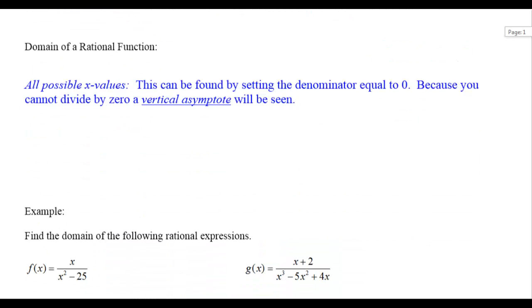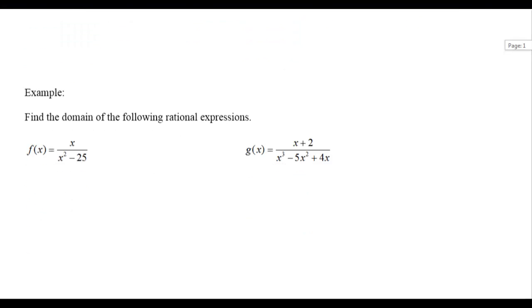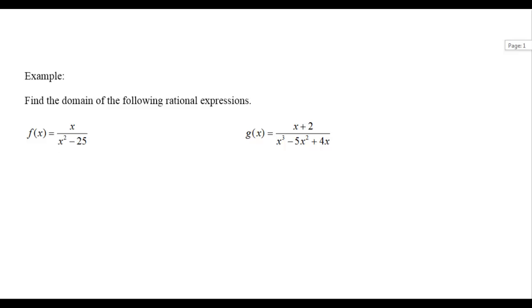Now, the domain of a rational function, so that's all possible x values. This can only be found by setting the denominator equal to 0. Because you cannot divide by 0, this creates a vertical asymptote. So let's take a look at a couple examples.